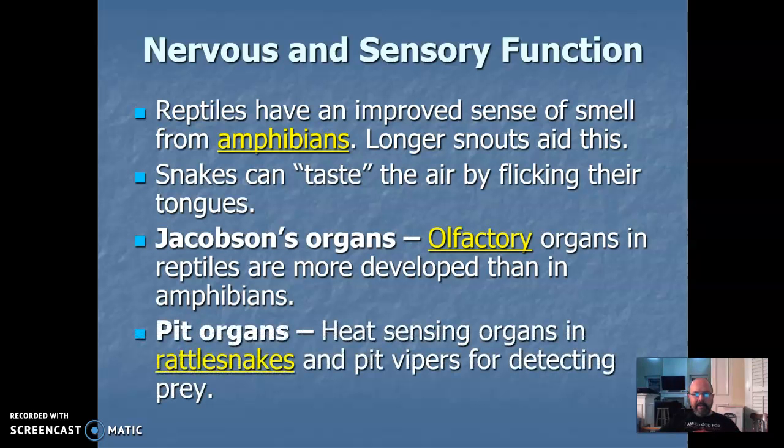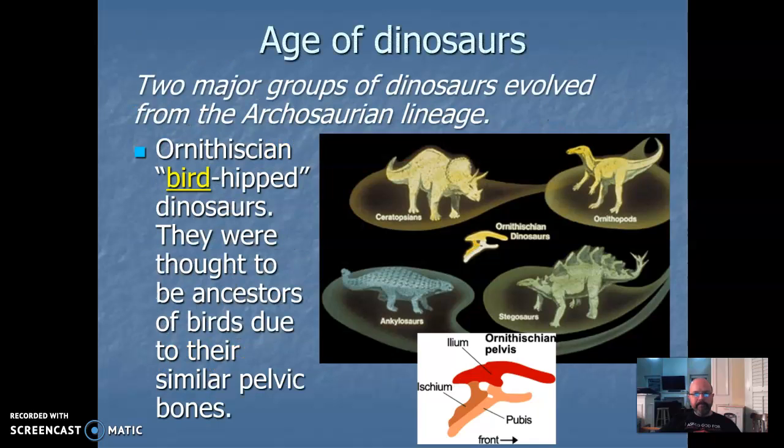In rattlesnakes, they have what are called pit organs, which actually allow them to sense infrared. They can pick up heat, and they use that to determine where their prey is. They're hunting by using heat.